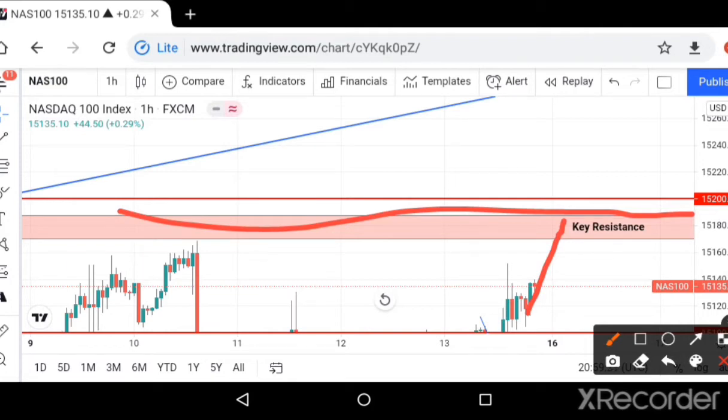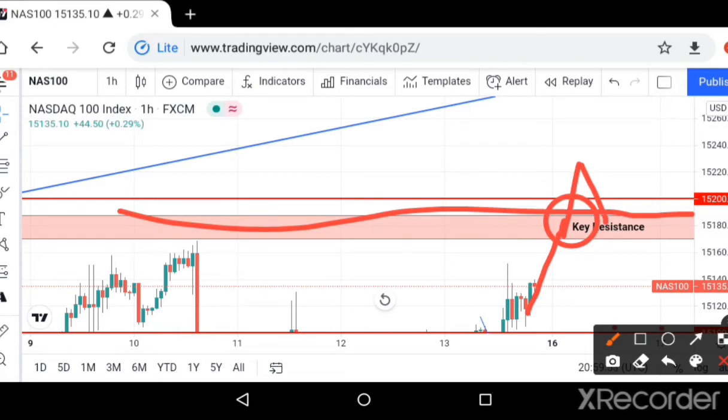We've never been above 15,200, so our next target is 15,200. After then, we look to buy further. If it touches here, we'll have to zoom in and check: is the market going to break out of this level or reject this level? If it breaks out, we'll see a structure like this, a breakout and a retest.